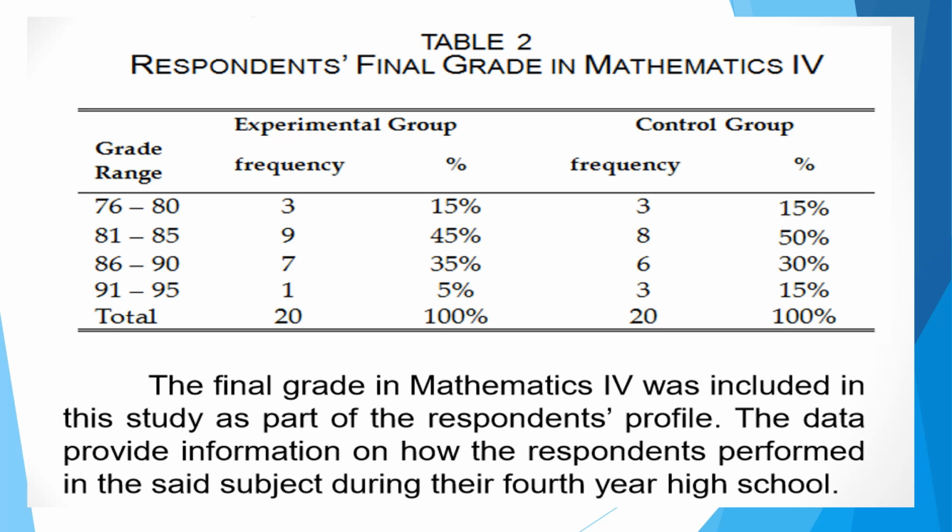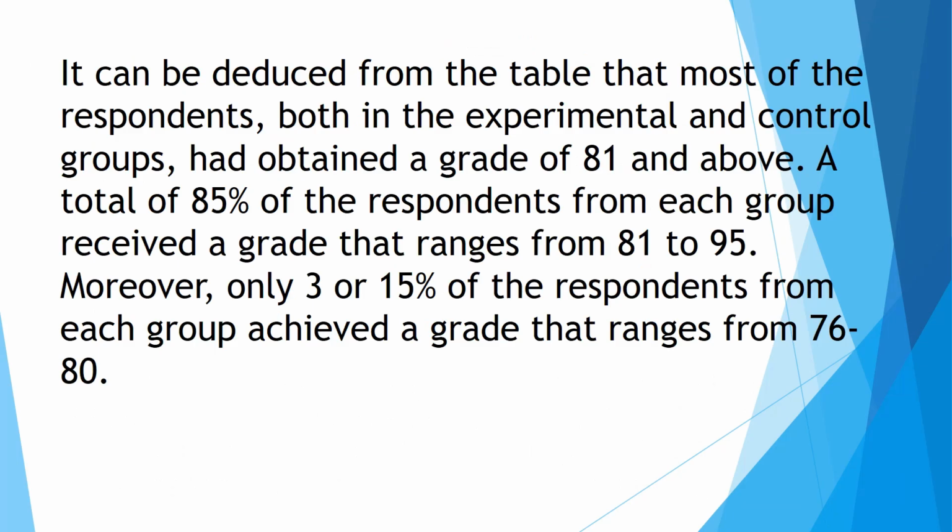The final grade in Mathematics 4 was included in this study as part of the respondents' profile. The data provide information on how the respondents performed in the said subject during their fourth year high school. It can be deduced from the table that most of the respondents, both in the experimental and control groups, had obtained a grade of 81 and above. A total of 85% of the respondents from each group received a grade that ranges from 81 to 95. Moreover, only 3 or 15% of the respondents from each group achieved a grade that ranges from 76 to 80.